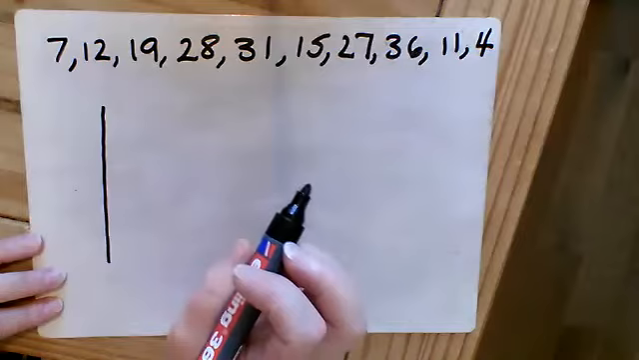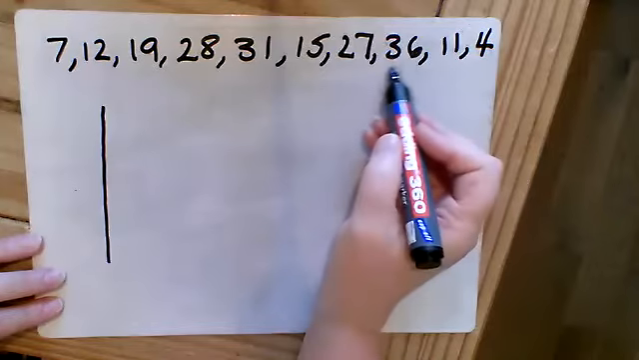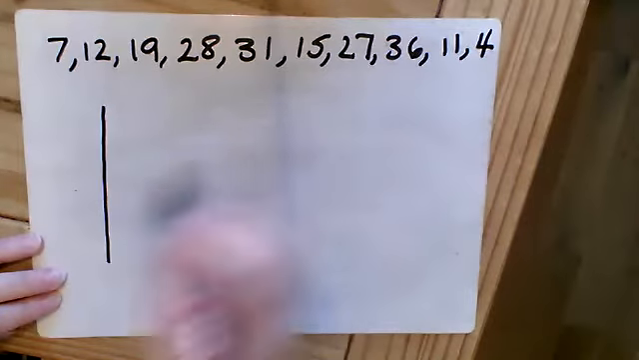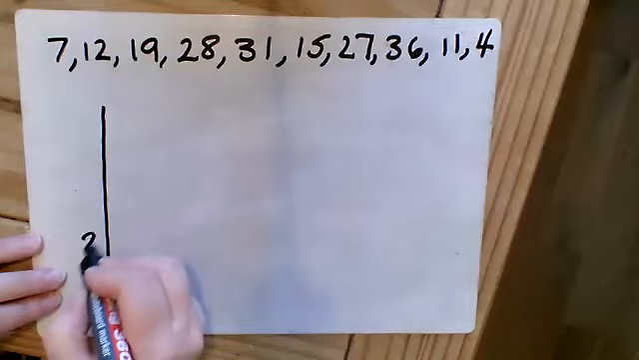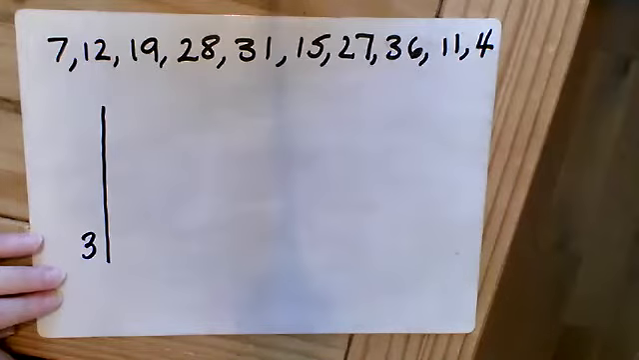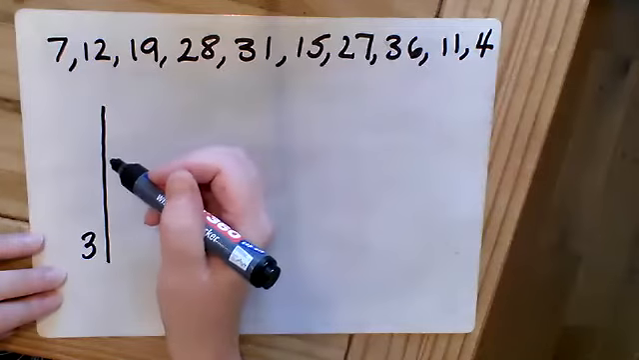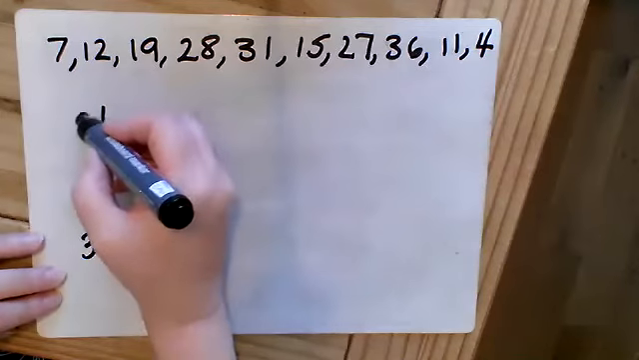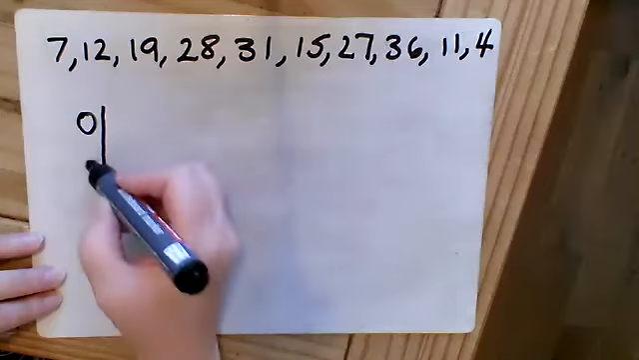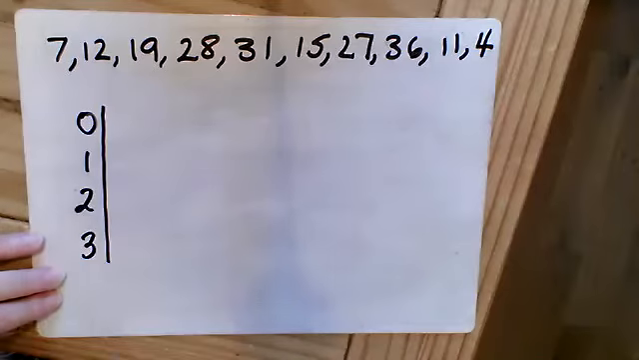Now the biggest number I've got is 36. So I'm going to have to go up to a 3 here. So this will be the tens column. The smallest number I've got is a 7. Oh no, it's not, it's a 4. So that is in the units column. So in the tens column, I will have nothing. So my tens column, my stem will look like this. And then I just organise the data appropriately.